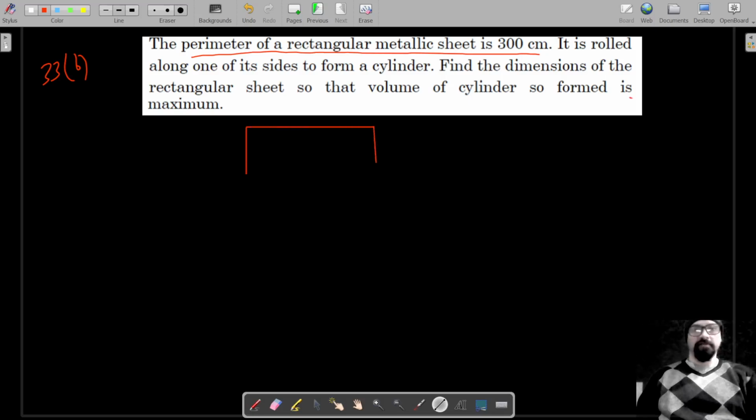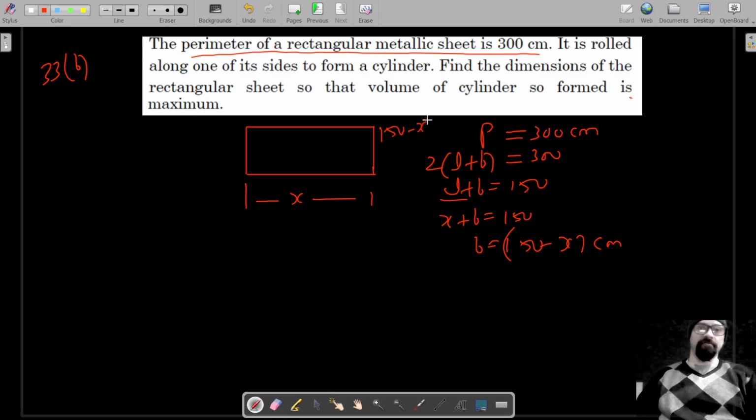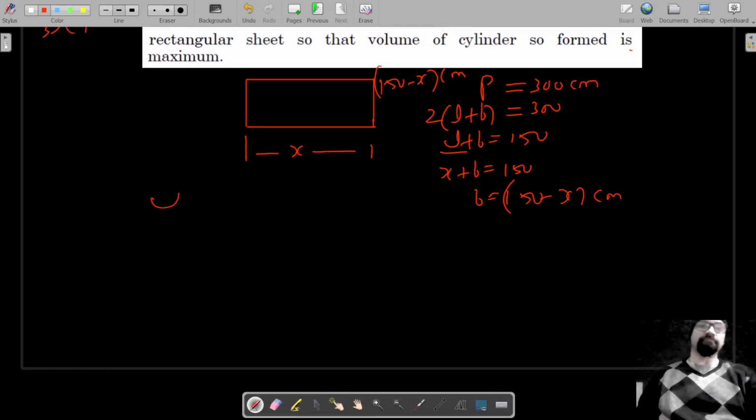Okay, so let's say this is the rectangular sheet and let's suppose x is its length. Now it's given that perimeter is 300 centimeter, and we know that the perimeter of the rectangle is given by 2 into L plus B, which gives us L plus B is equal to 150. L is x, so breadth is equal to 150 minus x centimeter. So length is x and the breadth is 150 minus x centimeter.